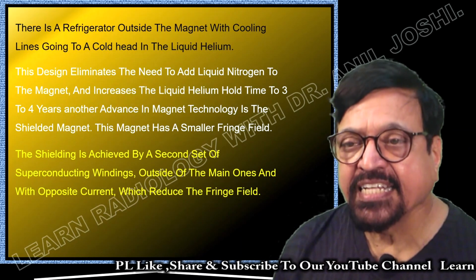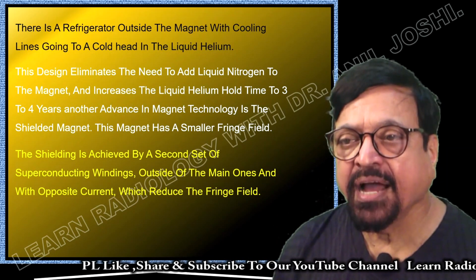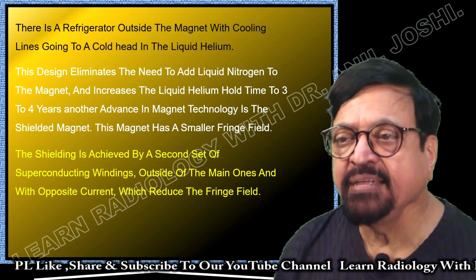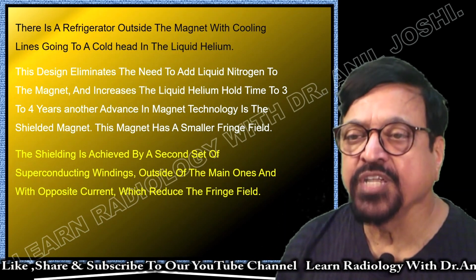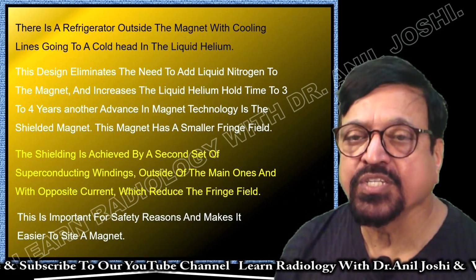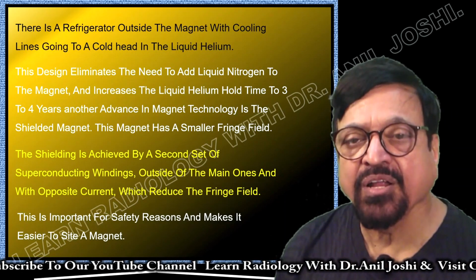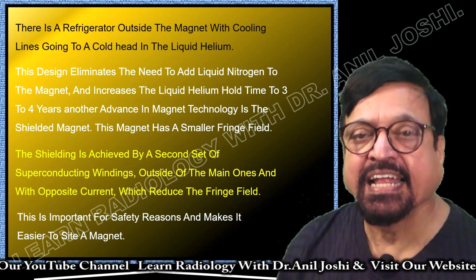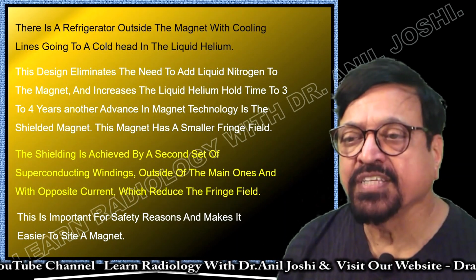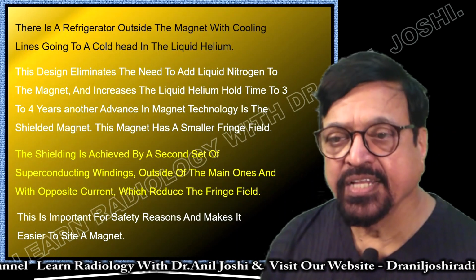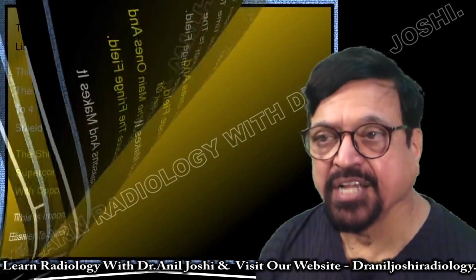Now the shielding is achieved by a second set of superconducting windings outside the main one, with opposite current, which reduces the fringe field. Now all these we are going to see, how the temperature of liquid helium is maintained in a dewar. This is important for safety reasons and makes it easier for site management.